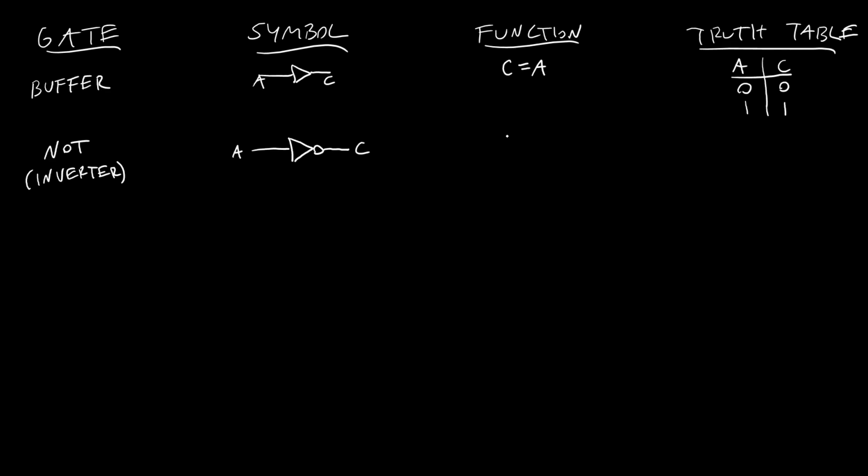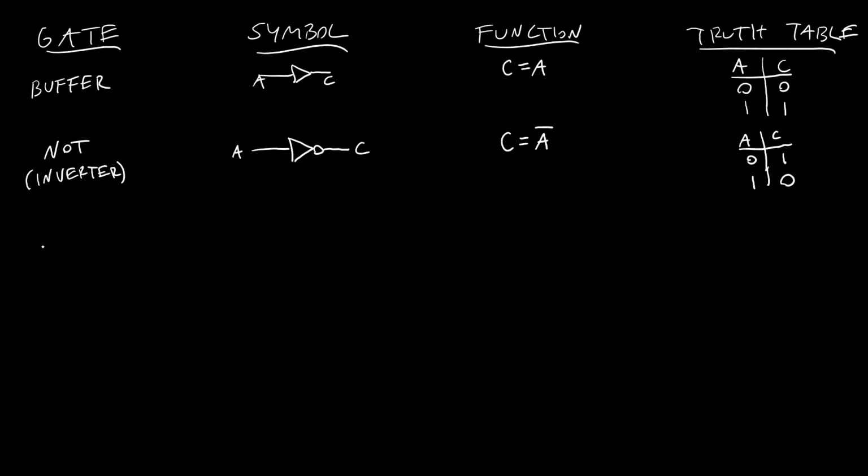The way we write that in Boolean algebra is C equals not A, or it's just an A with a line over it. And then the truth table is going to look a lot like the truth table for the buffer, except the output is flipped. Now, if the input is 0, the output is 1. And if the input is 1, the output is 0. So again, that is our NOT gate or inverter.